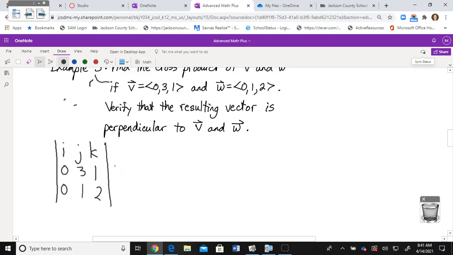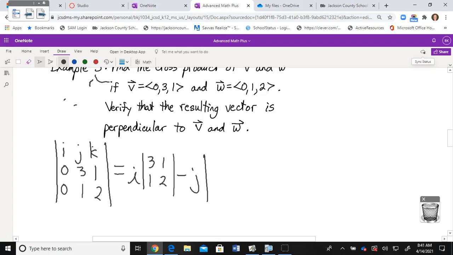Okay? And I work that out. So I write I. And what would go with vector I? 3, 1, 1, 2. Why? Because I take out the column that I is in and the row that I is in, and I put those 4 numbers. Okay? Minus J. It's always going to be minus J. It will always be minus the middle.